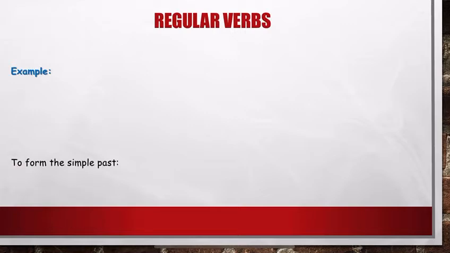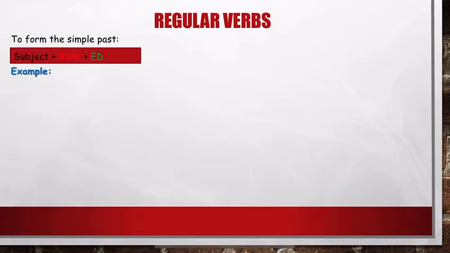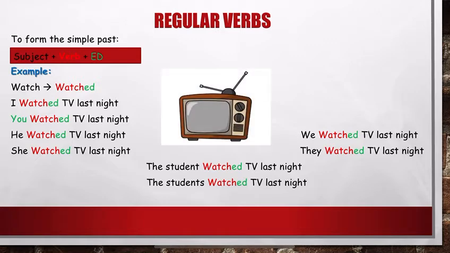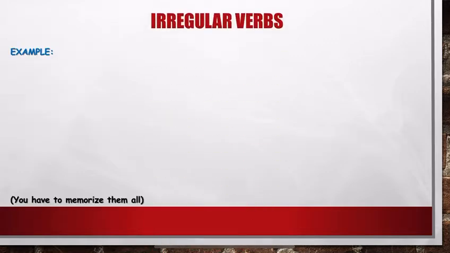Now for the regular verbs, to form the simple past with the regular verbs, we take the verb and then we add ed at the end of the verb. For example, the verb watch becomes watched in the past. And this is how we conjugate it. The regular verbs don't change in the past according to the subject. Even if the subject changes from singular to plural, it doesn't matter. The verb does not change. It stays the same.